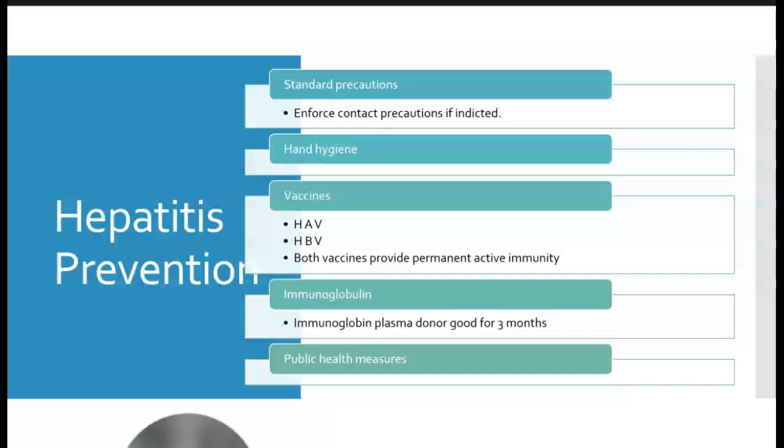Immunoglobulins, if you get exposed to one of the hepatitis viruses, sometimes we can give you specific immunoglobulins, and we take those from a plasma donor. So we take the blood and we take the plasma out of it, and there's immunoglobulins inside that plasma, and we can give them those immunoglobulins, and a lot of times that's good for 3 months to help prevent that infection from occurring. Sometimes we'll do that if a baby is born to a mom that has hepatitis B. We will give that baby some immunoglobulins to try to fight off that infection.